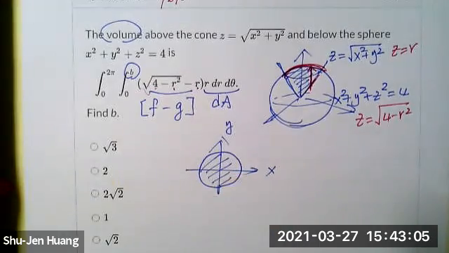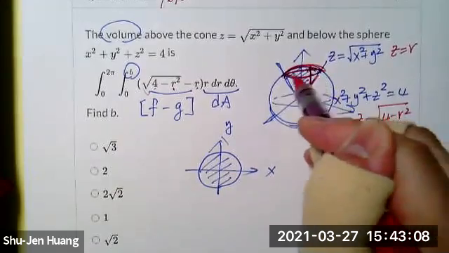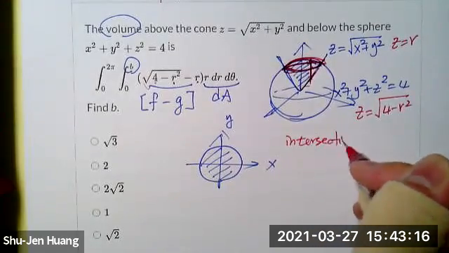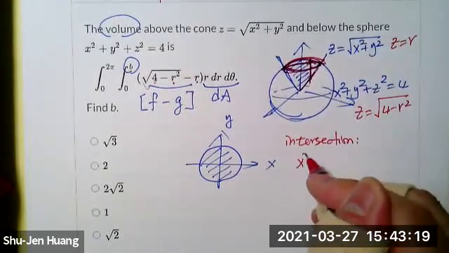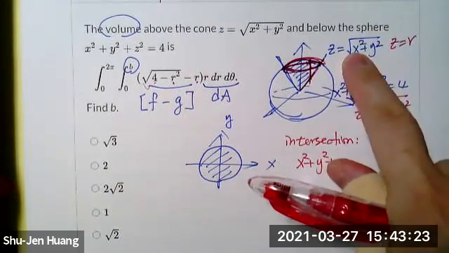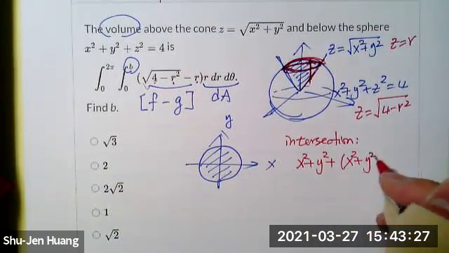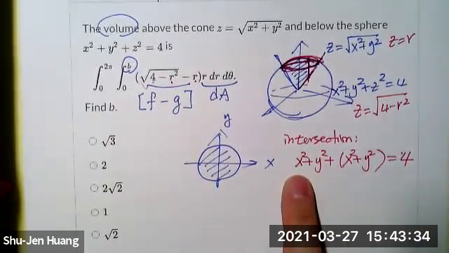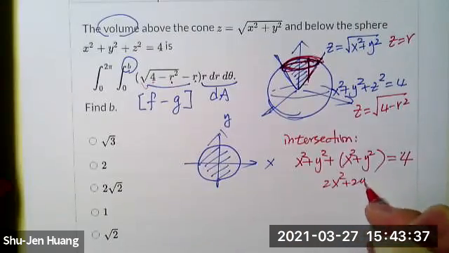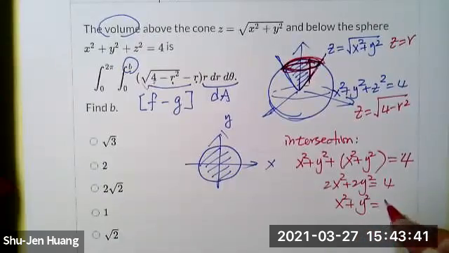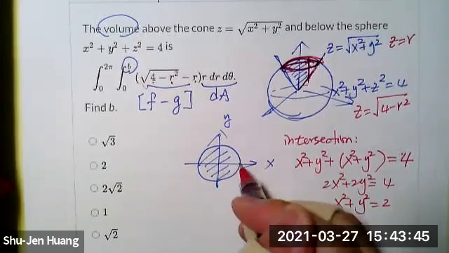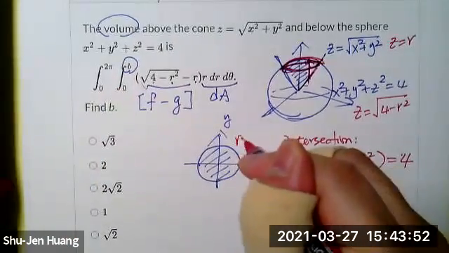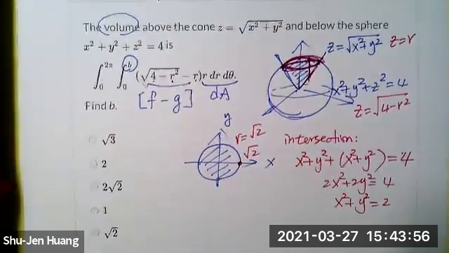The size of the circle comes from the intersection of the cone and the sphere. So we're going to find the intersection by setting them equal. We have x squared plus y squared, and z is the square root; when we square that, the square root disappears, and we set that equal to 4. So this is how we find the intersection. Now we have 2x squared plus 2y squared equals 4, so x squared plus y squared equals 2. Therefore, for this circle, the radius is root 2. So the upper bound for r is square root 2.